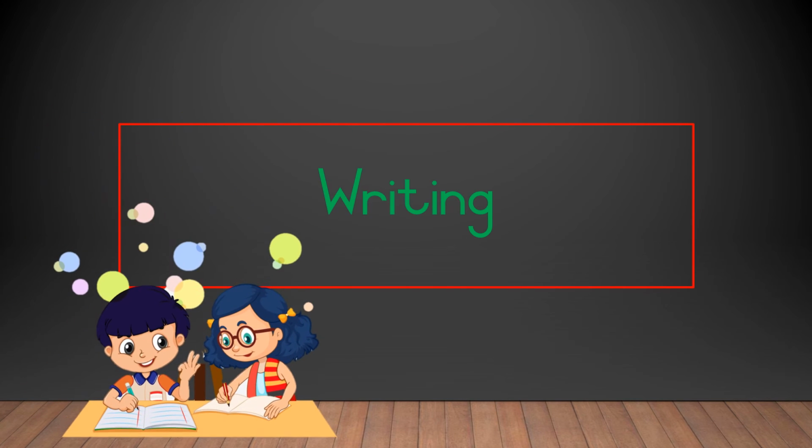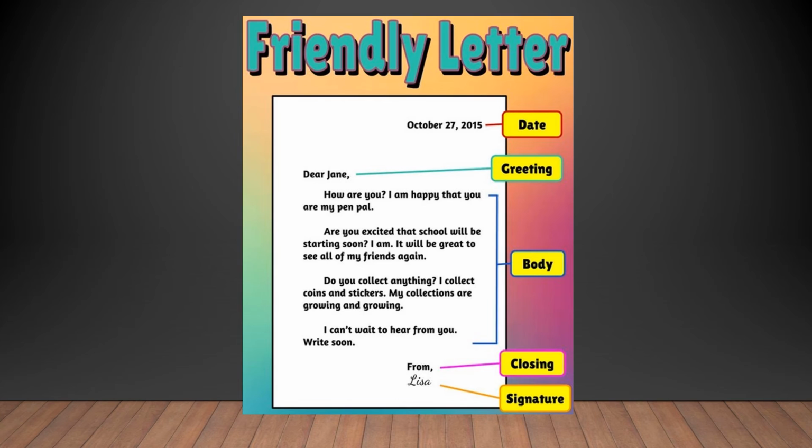The last part of today's work is writing. Today we're going to write a friendly letter. Do you remember last week Monday we discussed the 5 different parts of a friendly letter? The first part, where we write the dates, we call the header. The second part, the greeting. The third part, the body. The fourth part, the closing. And the last part, the signature.